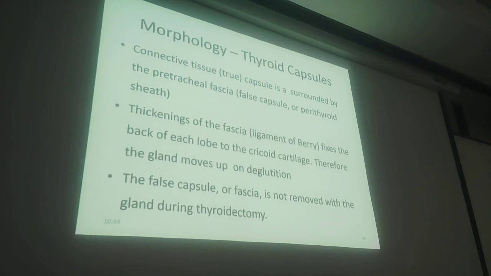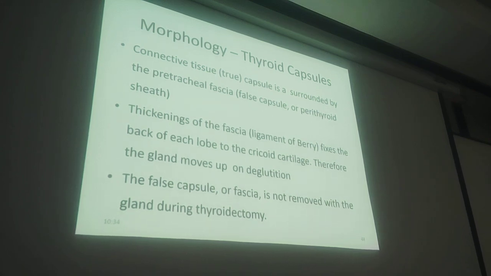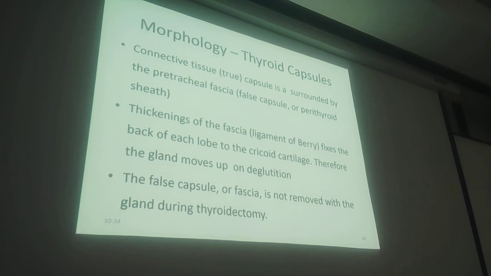Compare this with the venous plexus surrounding prostate gland in abdomen. The venous plexus of the prostate gland lies outside the true capsule but deeper to the fascia covering prostate. So thyroid gland venous plexus lies deeper to true capsule. So the gland is removed with the true capsule and false capsule is not removed.